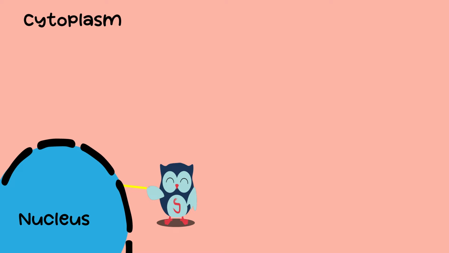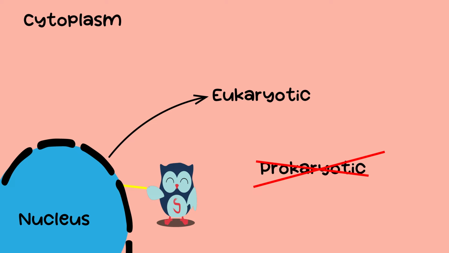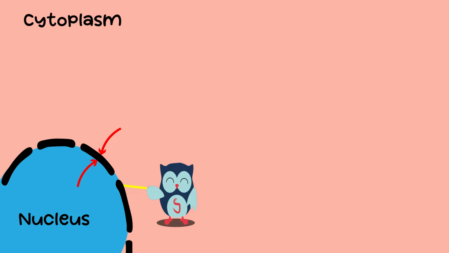First of all, let's start with the structure. It is a membrane surrounding the nucleus from the outside and separating it from the cytoplasm, and it is very important. It is a distinctive mark for eukaryotic cells, and we don't find it in prokaryotic cells. The nuclear envelope is made up of two fine membranes.